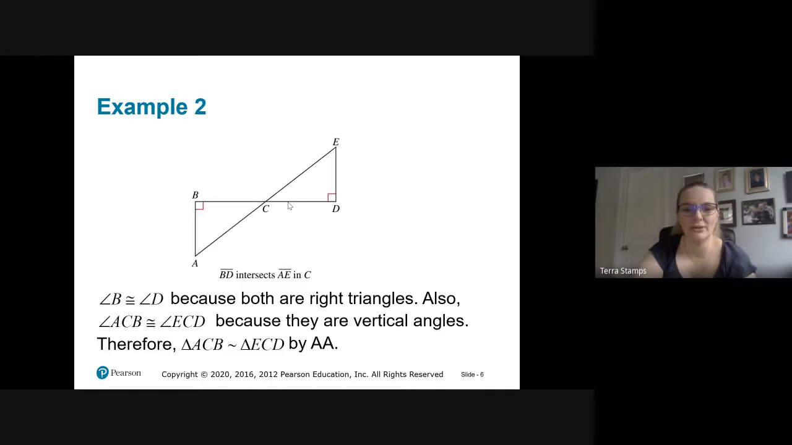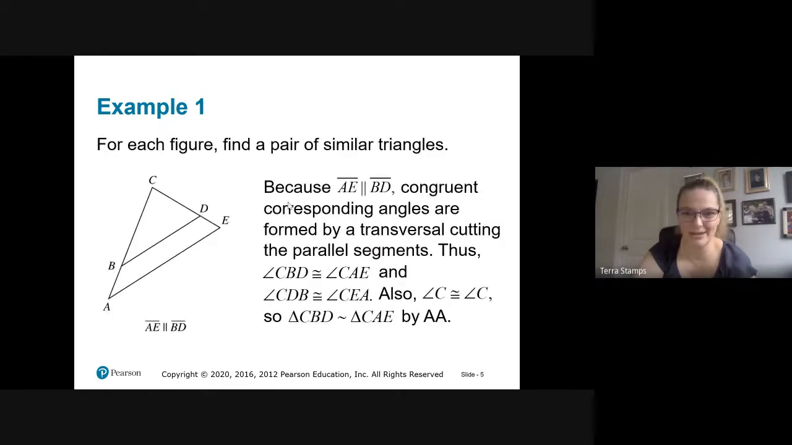I said congruent, sorry about that. I meant similar. I'm glad I caught that. Sorry, similar by angle, angle, not congruent. Did I say congruent back here too? They're similar. I got congruence on the brain.